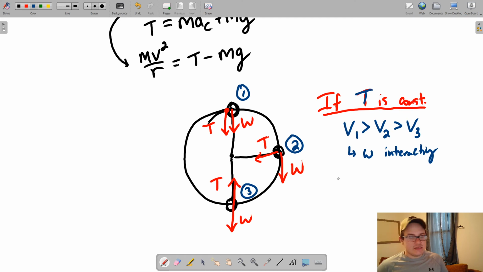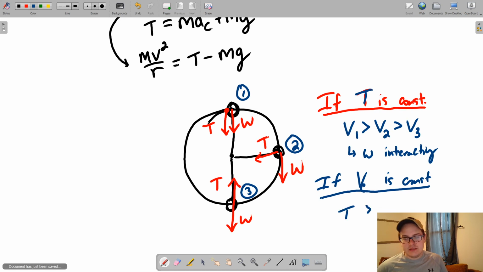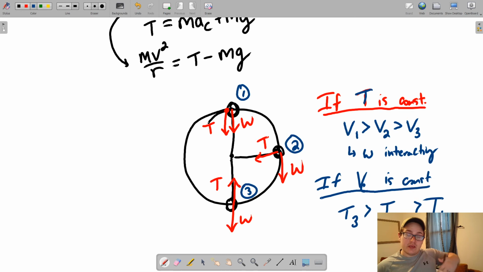So let's flip this on its head and say, if velocity is constant, centripetal velocity is constant, what does this do as far as my tension goes? And this one might be a little bit easier to understand as far as how the tension changes if you keep spinning it at the same speed. And so the tension at the bottom is going to have to be the highest in order to keep that speed constant, because weight is working against it, which means at the top, weight is working with it, and so tension is going to be the smallest, and then tension 2 in the middle.